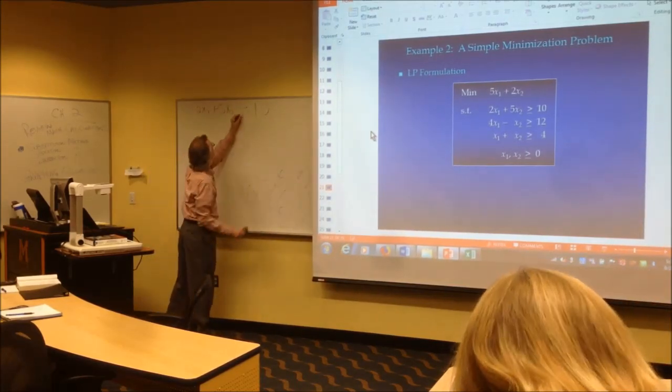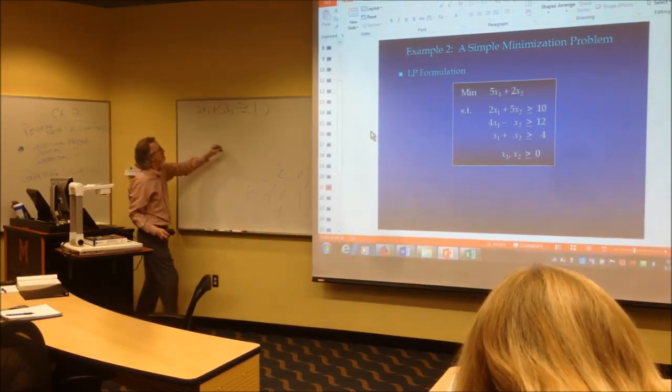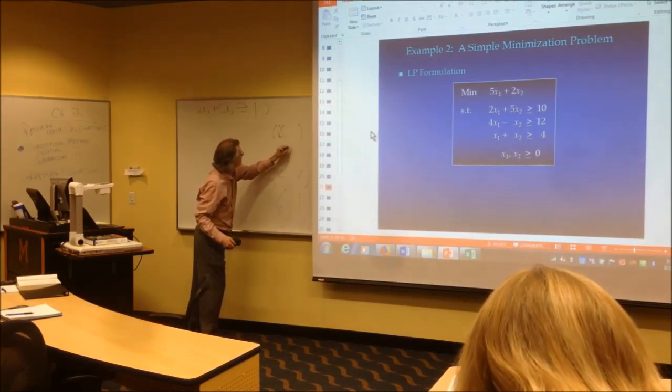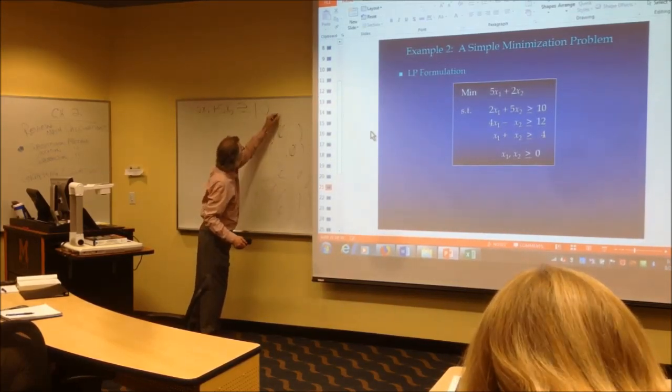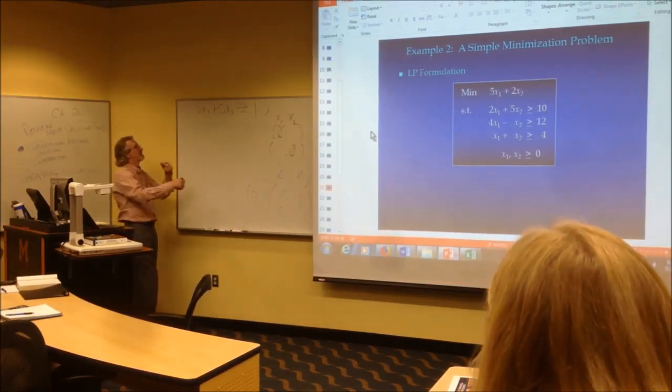Now, I like to make it equal to 10 when I'm trying to figure out how to graph the line, so I'll just pretend that's an equal. I'm going to put a 0 in for x1, figure out what x2 is, and then put a 0 in for x2. This is x1, that's x2. Then I'm going to figure out the 2 points, and then I would connect them.